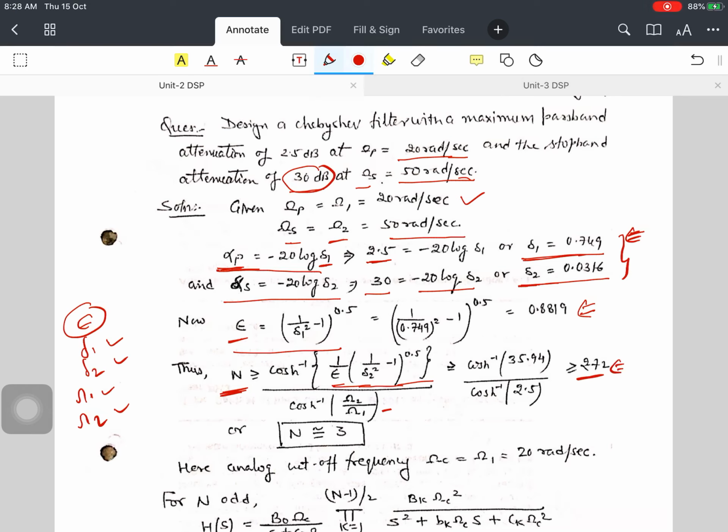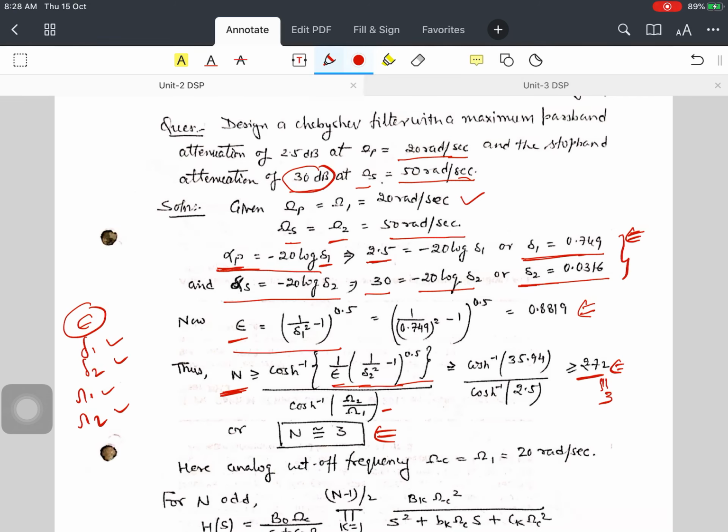Now 2.72, so the higher integer value, we always take the higher integer value, so that will be equivalent to 3. So we can say the order of the filter is 3, n equal to 3. Clear?